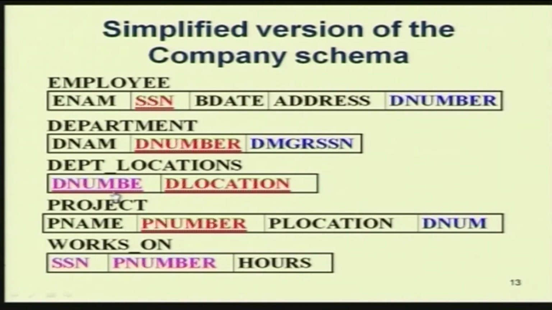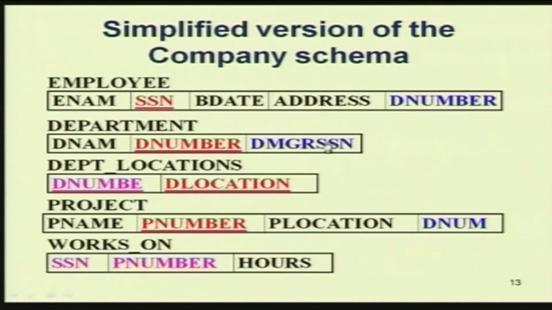So, this is the good design, where this talks only about the employee and which department the employee is working in. This talks only about department, and in addition it talks about the manager SSN. This manager SSN will also come in employee. So, there is actually a foreign key, this D number relates this and this. So, this is a foreign key here.